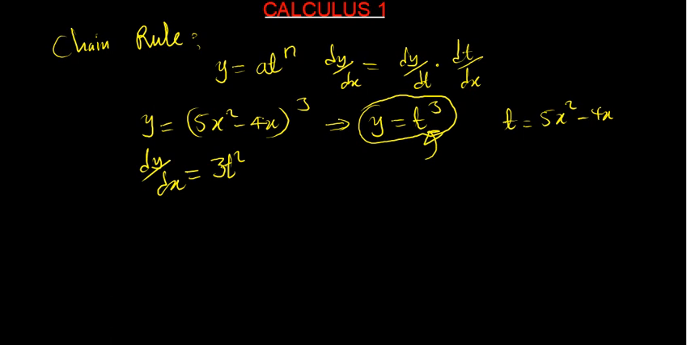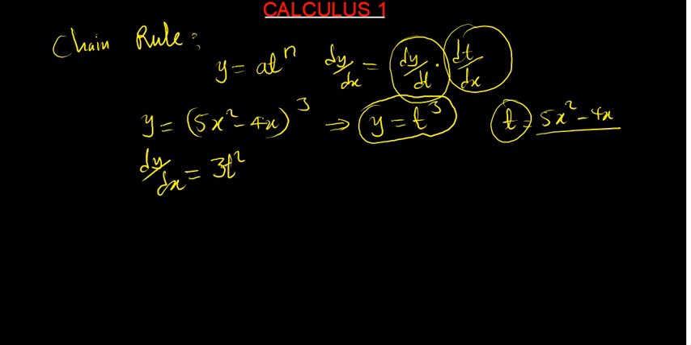We differentiated t to the power 3. Yes, t is 5x squared minus 4x. So now, after finding dy over dt, we find now dt over dx. Now this is t, and then this is x. So now we differentiate that term which has got t and x. So now we are differentiating 5x squared, and then we are multiplying this. So if you differentiate 5x squared minus 4x, what you're going to get is 10x minus 4, isn't it? If you differentiate this one.